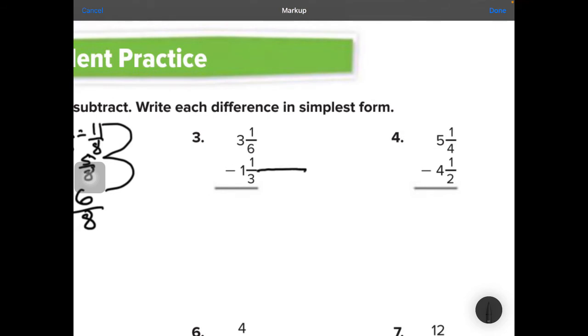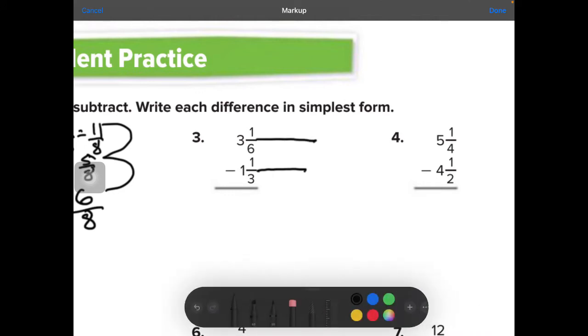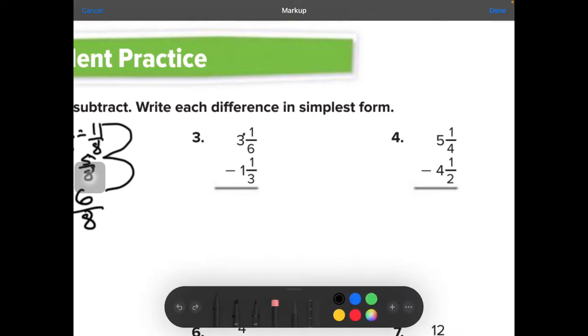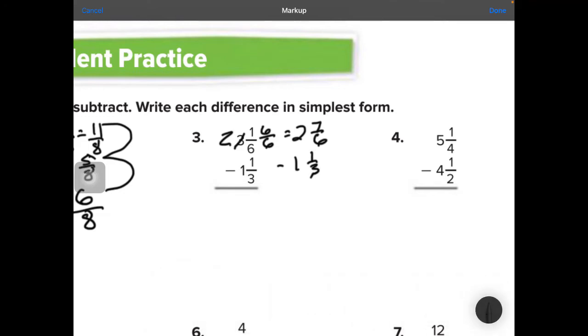Ooh, a couple of things you need to do here. First of all, you need to regroup and turn that into a 2. Then we're going to add 6/6 over here. So this is going to be 2 and 7/6, minus 1 and 1/3. But looking at that, they don't have the same denominator, now do they? But don't worry, you're pros at this. Go ahead and draw that line out, and you're going to get the same denominator, an equivalent fraction. Let's try 6. All right, 3 will go into 6 twice.